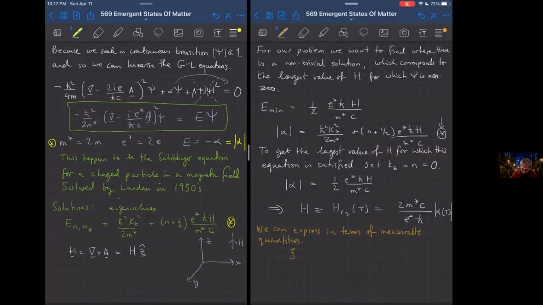Well, remember before we had calculated that the correlation length was given by h bar squared over 4m alpha of t. So that was one of the things that we worked out last lecture. And so that means that Hc2 I can write then in the following way. It's 2mc over e times h over 2 pi. So I'm writing it in a rather perverse way like that, times alpha of t.